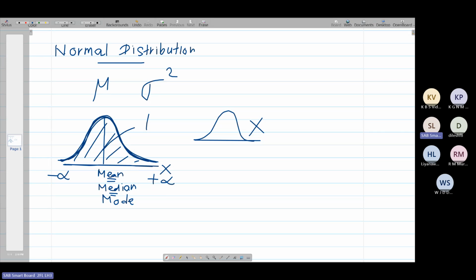It's here. Then the other point is that this curve is a symmetric one. Symmetric. Okay, then it means this is the center point. Using this center point, we can divide this curve into two equal parts.